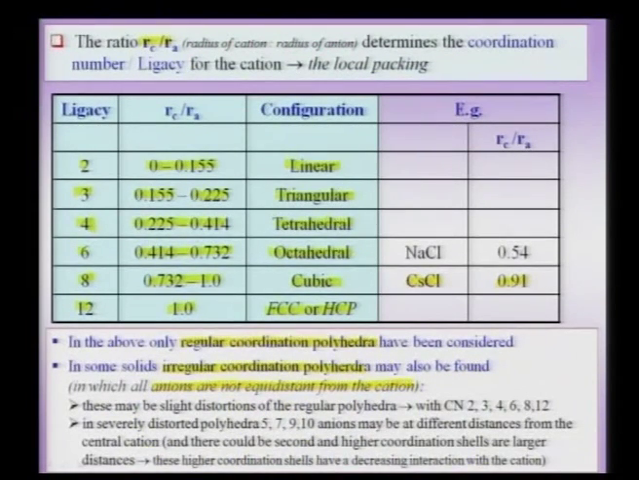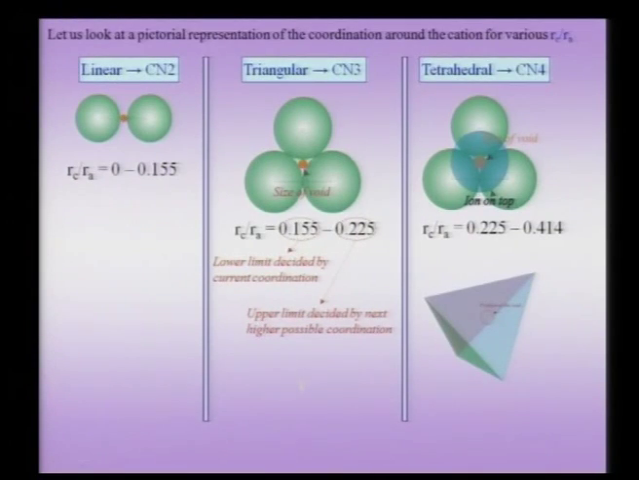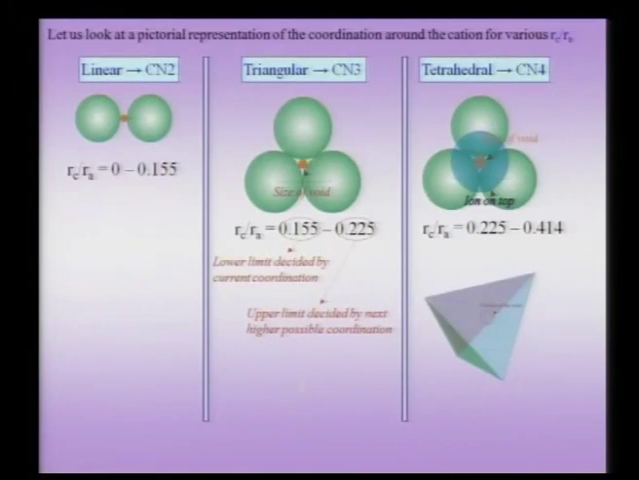So, this is something which is possible, but we will not take up this aspect in detail during this course. So, let us look at these coordination polyhedra and try to understand how they form and how they look. The linear coordination is of course the simplest to understand, and this would be stabilized for an Rc by Ra which is between 0 and 0.155.